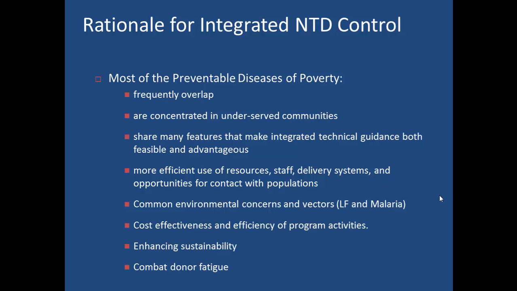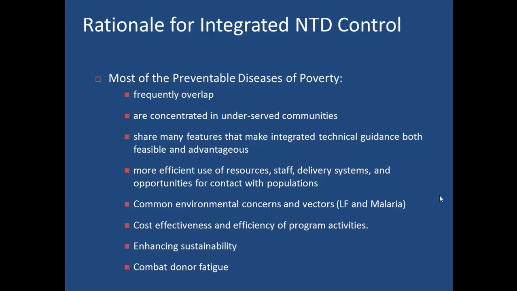They share many of the same features that make integrated technical guidance both feasible and advantageous. Basically, what that means is, like a lot of the vector-borne diseases, the mosquitoes and the black flies tend to have the same geographical location, so you can actually start to do integrated vector management, not just treatment of the diseases together, and various other things.